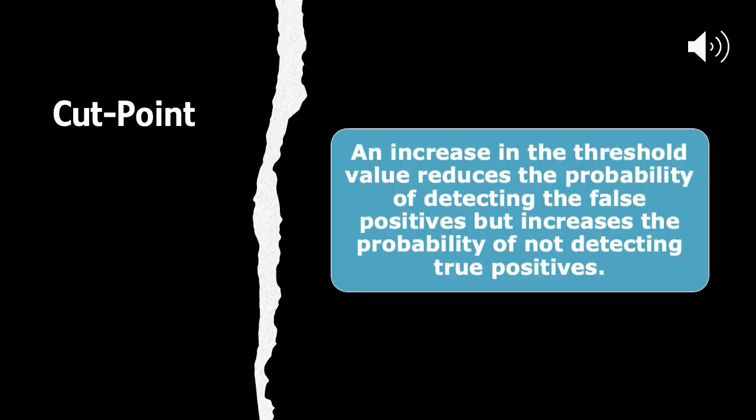So this is just to give you guys another way of thinking about it. An increase in the threshold value reduces the probability of detecting false positives, but it increases the probability of not detecting true positives.